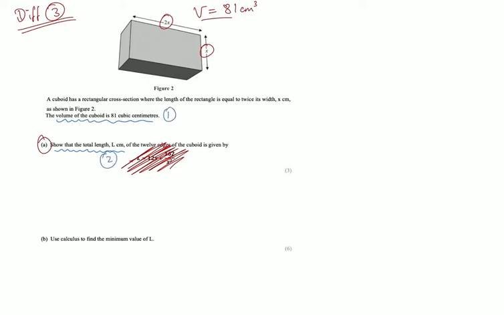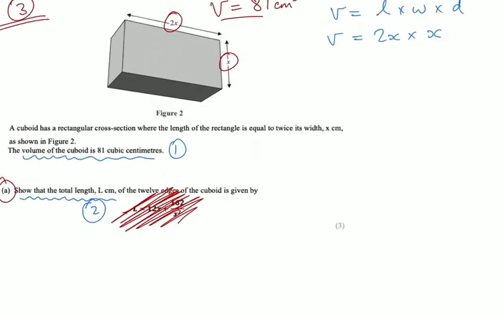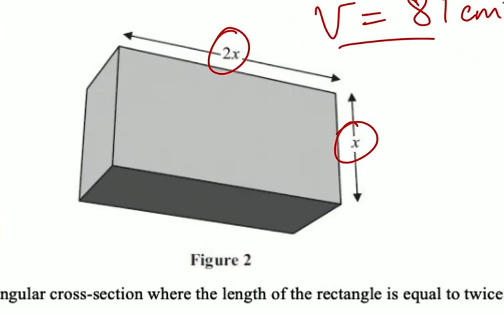So what's the formula for volume? Well, volume equals length times width times, let's call it depth. So volume equals 2x times x using our dimensions. Now, let's zoom in on this cuboid. There is no dimension for this depth here, is there? So we've just got to make it up.